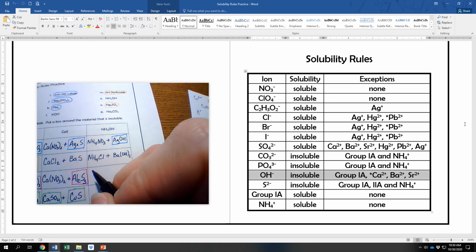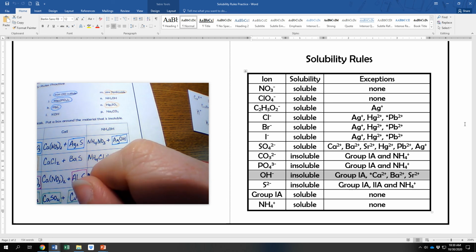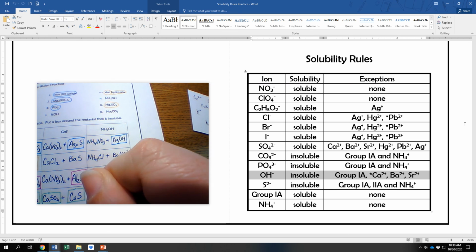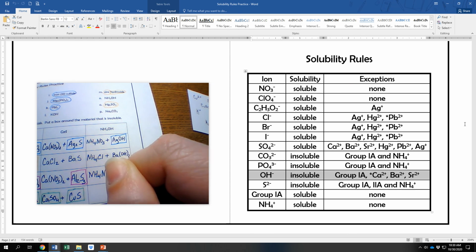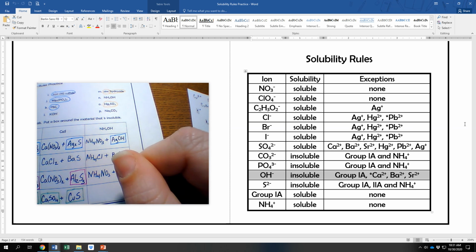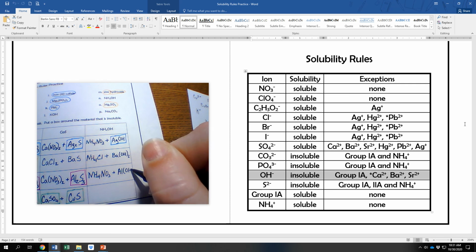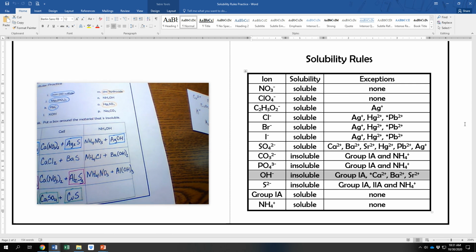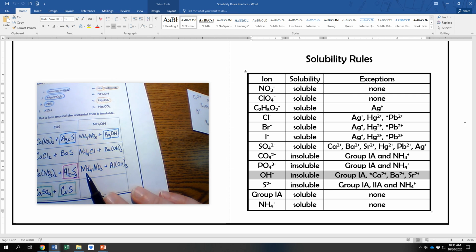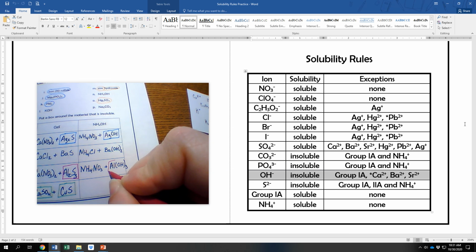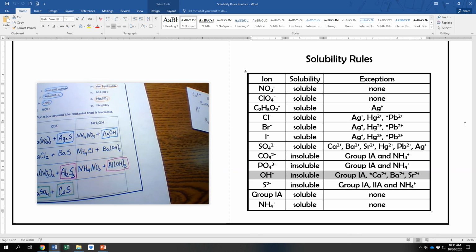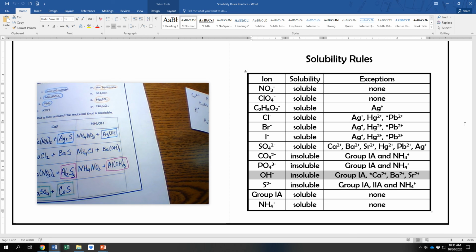Next, aluminum nitrate and ammonium hydroxide. So we end up with ammonium nitrate again and aluminum hydroxide. We know anything attached to ammonium or nitrate will stay dissolved. So let's look at Al(OH)3, and it says insoluble, except for group 1, calcium, barium, strontium. Aluminum is not in group 1. So it would become a solid.